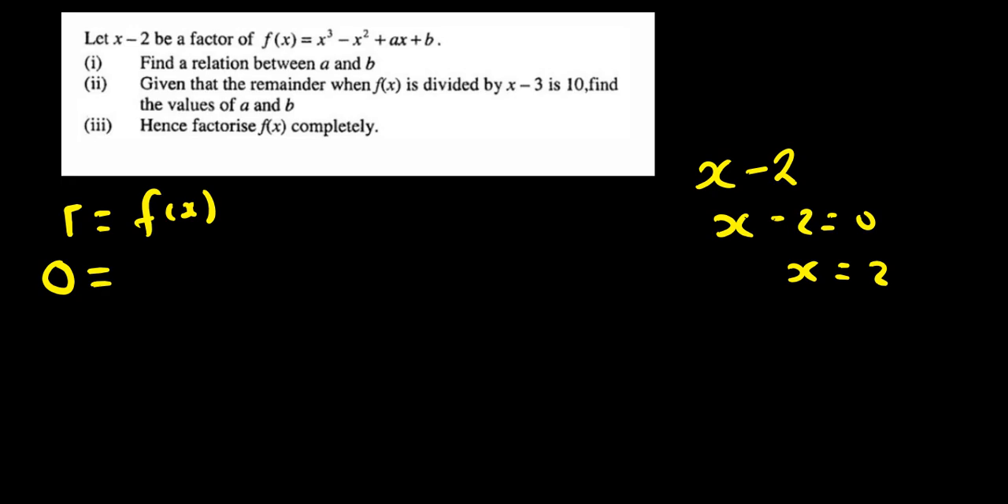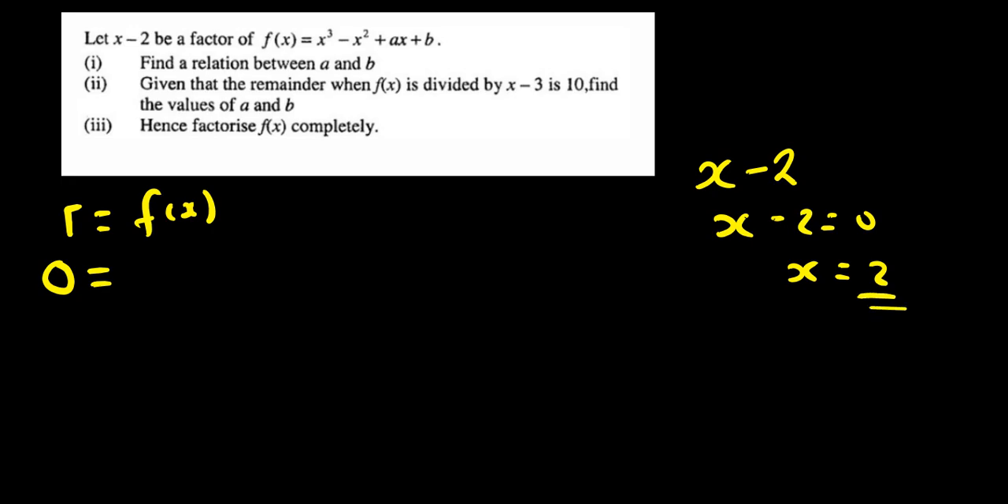Now if x minus 2 is a factor, you remember that if it's a factor, the remainder is always equal to 0. So the remainder f of x will be 0, right? Because this is linear, we're going to equate it to 0, so it will just be x equals 2. So wherever there is x in the polynomial f of x, we will be replacing it by 2.